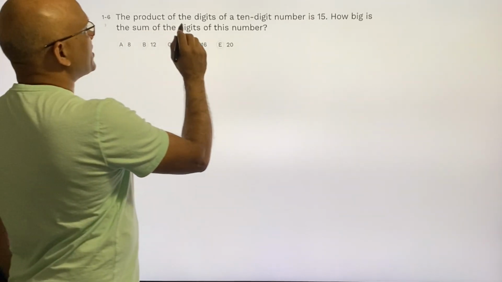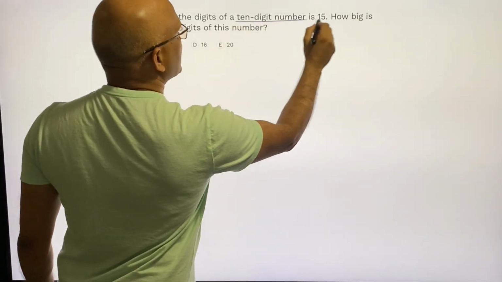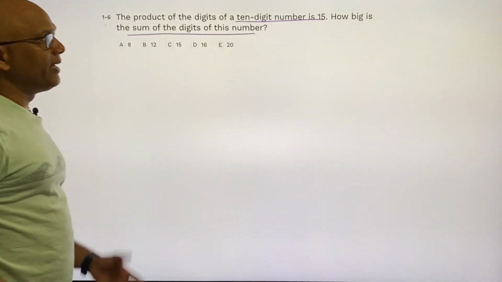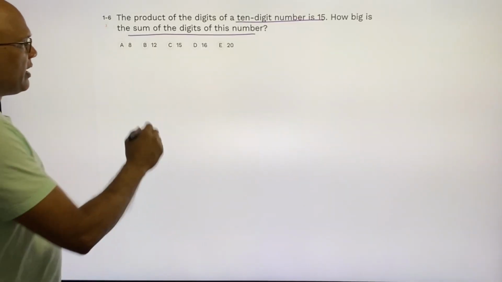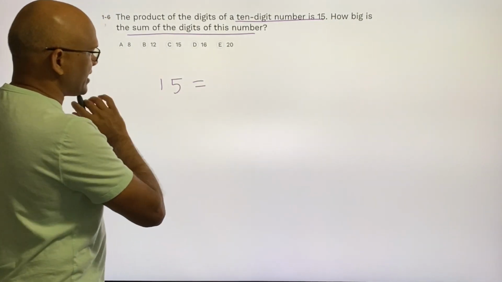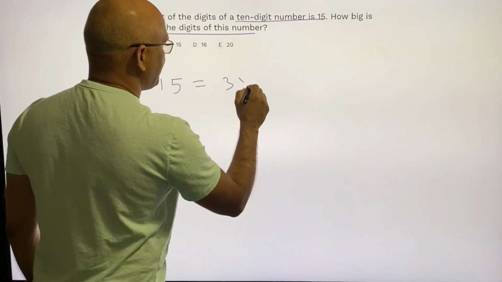The product of the digits of a 10-digit number is 15. How big is the sum of the digits of this number? Okay, the product of the digits. So the product of the digits is 15. So let me try to factorize this. So this is 3 times 5.